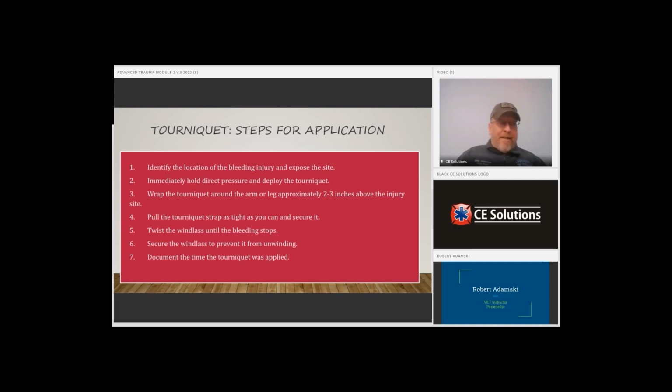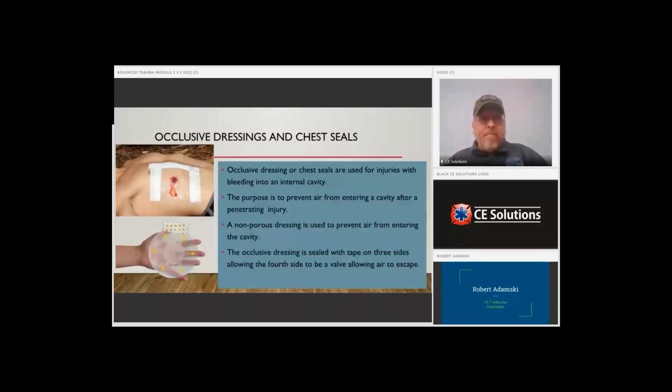All right, and then don't forget, you apply that tourniquet 2 to 3 inches above the injury site, except if it'll place it directly over a fracture, a wound, or a joint.